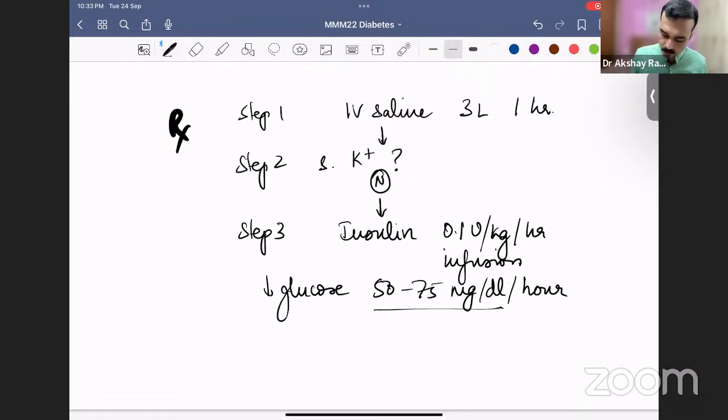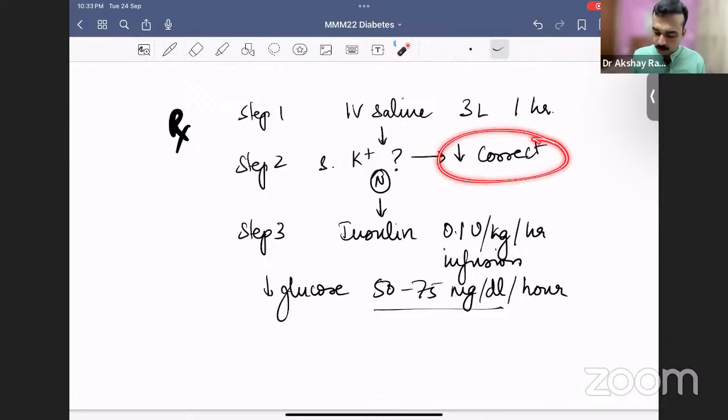So if in case it's not normal, don't give insulin. Sorry, I meant if the potassium level is low, don't give insulin. You need to correct it. Correct the hypokalemia. Because if the potassium is already low and you give insulin, it will further lower the potassium. That can be deadly. That can be fatal.